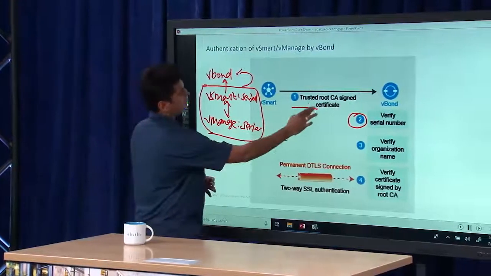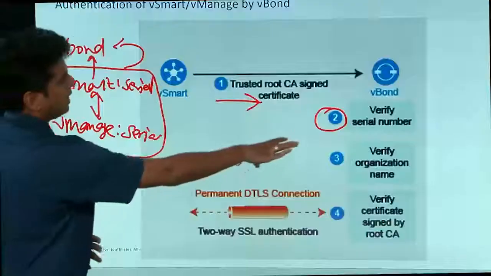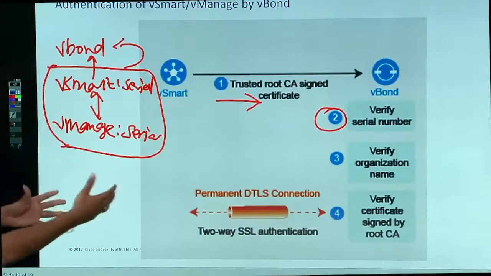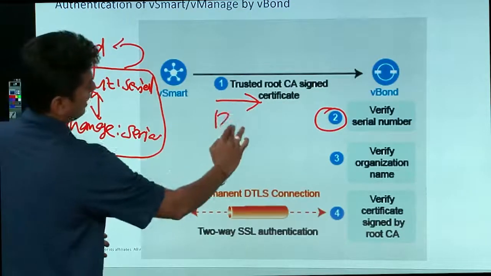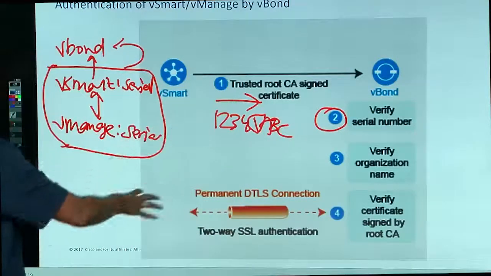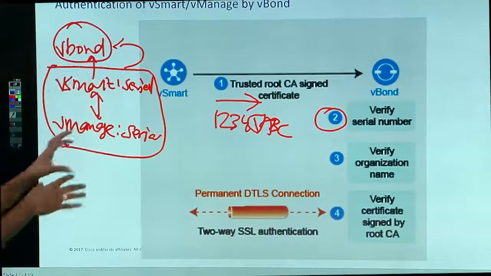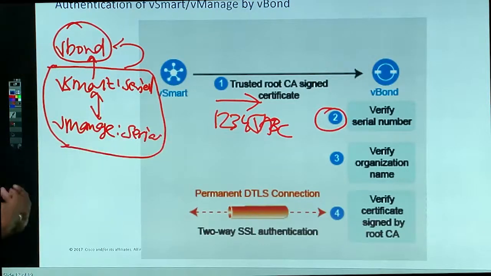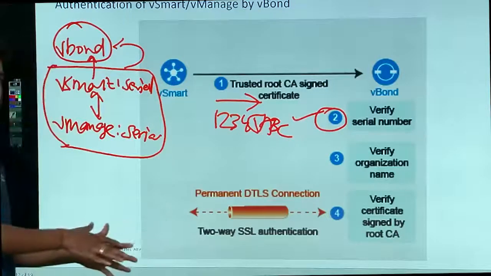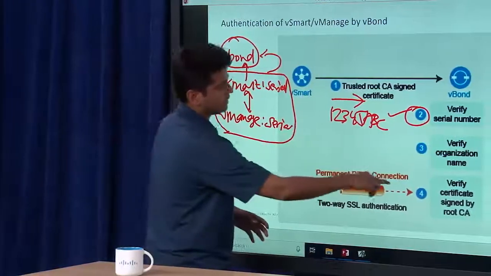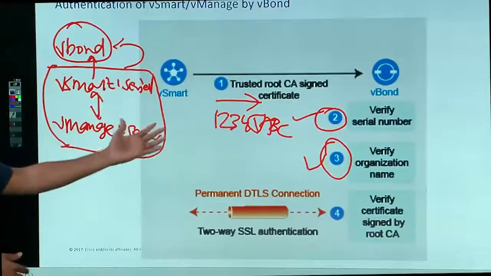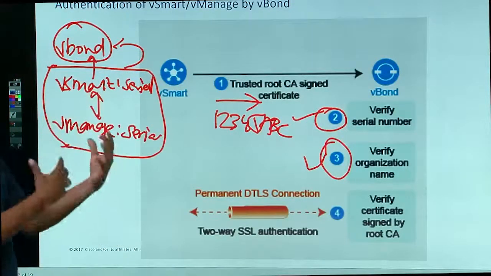So when a certificate comes in from a vSmart to a vBond, he looks up the certificate's serial number. Again, by decrypting the certificate, he finds that the serial number he has received from this certificate is 12345 ABC. Then he will look up his own database and ask, is this serial number supposed to connect to me? If yes, that is a tick mark; otherwise the connection is dropped at that point. Then the steps continue: let me verify the org name. Again, vBond would look up the vSmart certificate and figure out the org name.